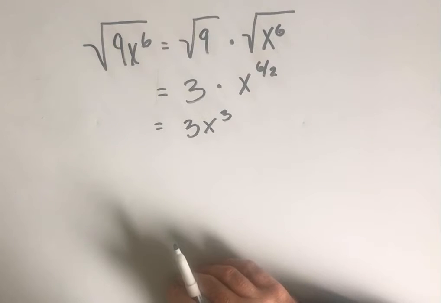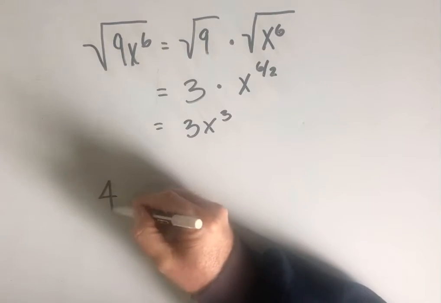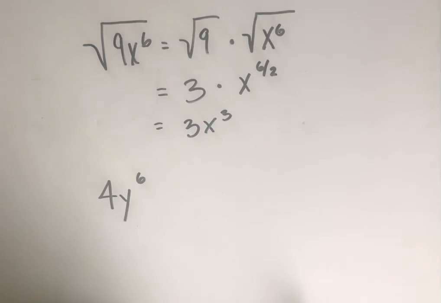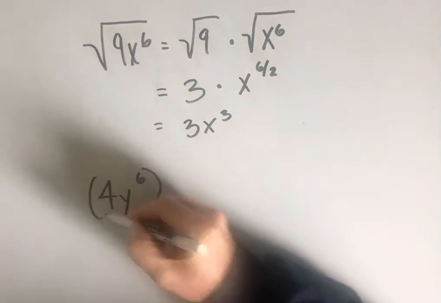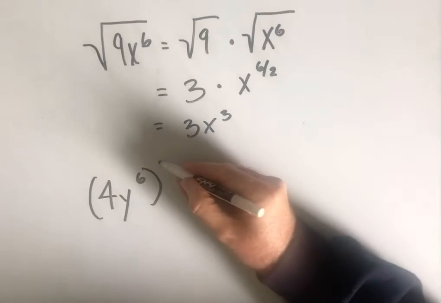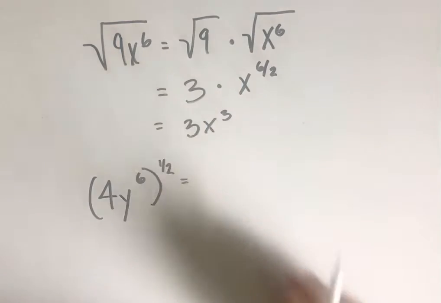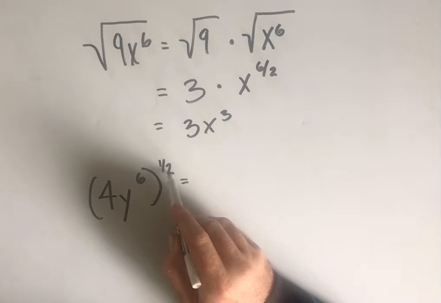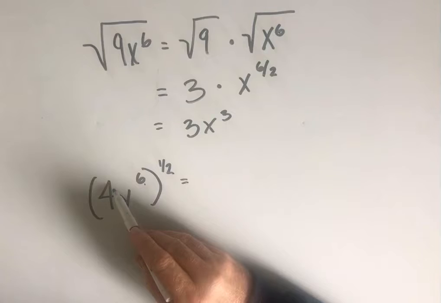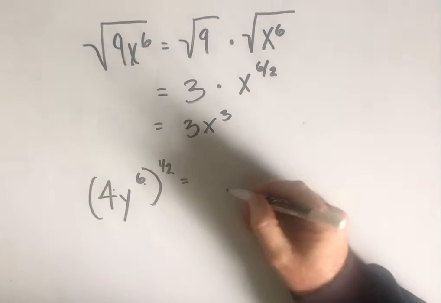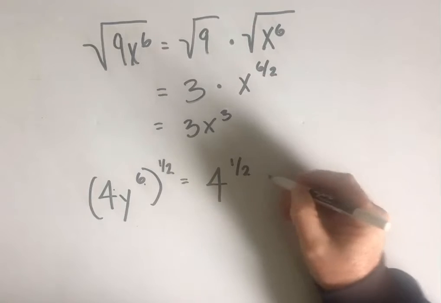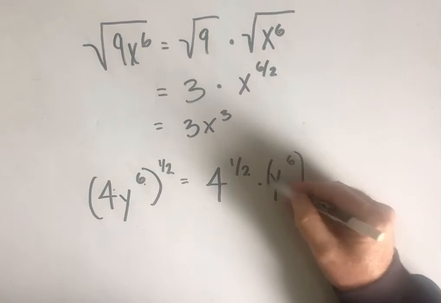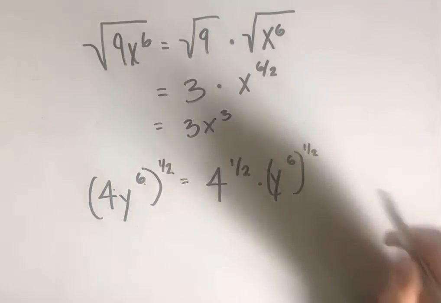Another example I wanted to show you is if you have 4y to the 6th power, raised to the 1/2 power. Well, you can take the 1/2 power and apply it to the 6 and the 1/2 power and apply it to the 4. So I have 4 to the 1/2 power times y to the 6th raised to the 1/2 power.